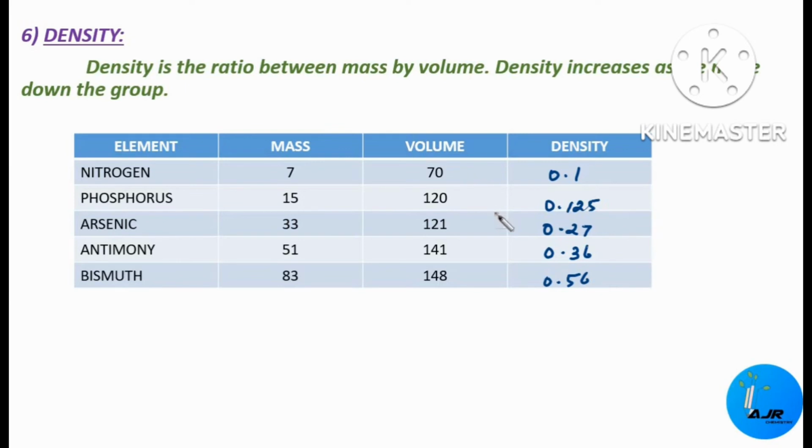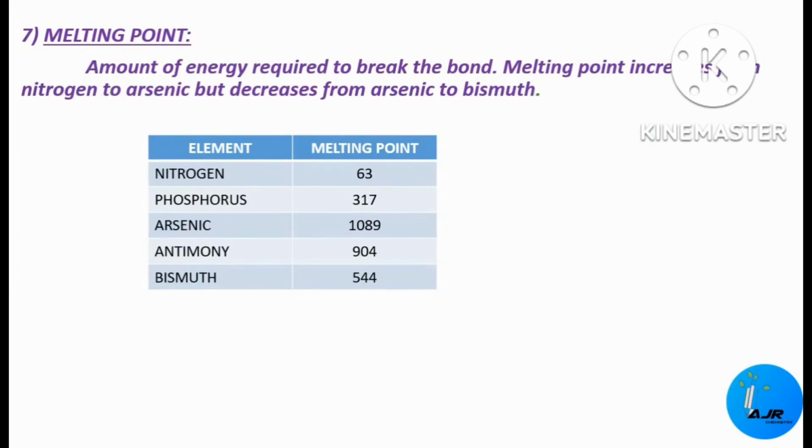Since the change in mass is at a high rate and at a low rate, we could see a gradation, right? There is a small increase in all the values of density as we move down the group. Understood, students? So the next important property is the melting point.